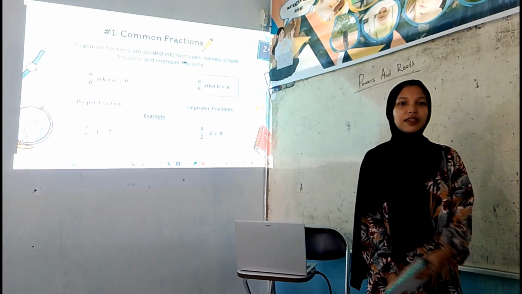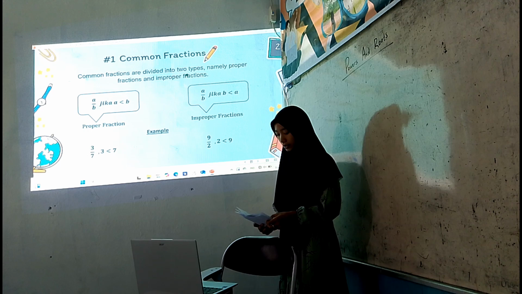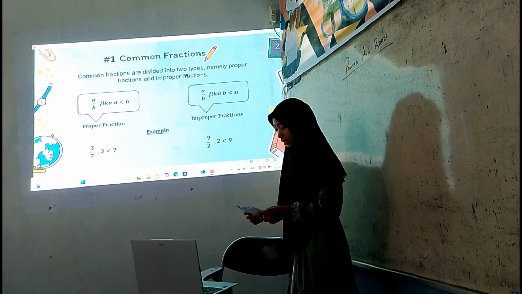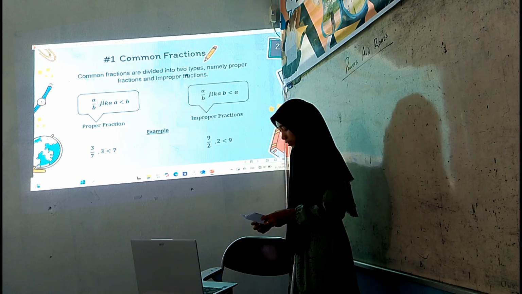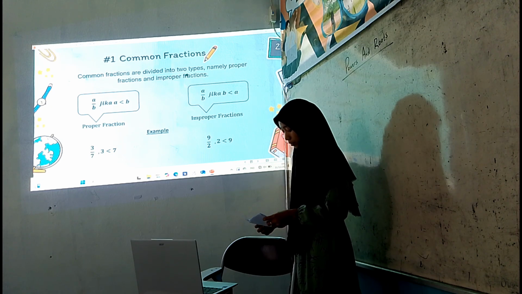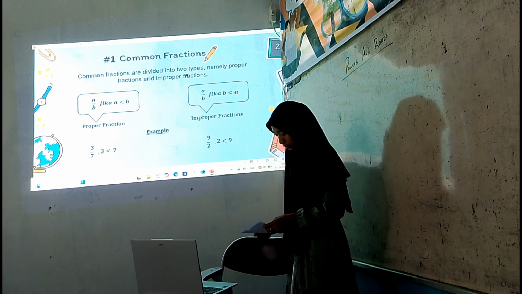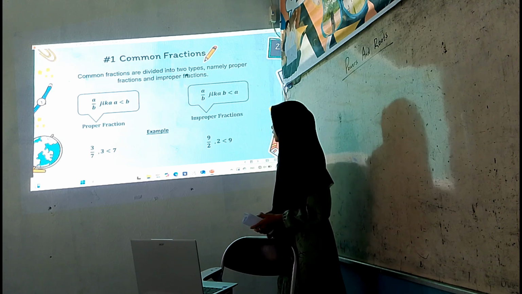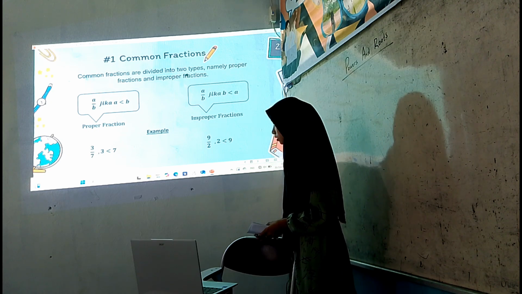And then the second speaker is Ade Aprilia Rosa. Let's begin. The first type is common fraction. Common fraction is a number consisting of a numerator and a denominator where both the numerator and denominator are integer numbers. Common fractions are divided into two types, namely proper fraction and improper fraction.